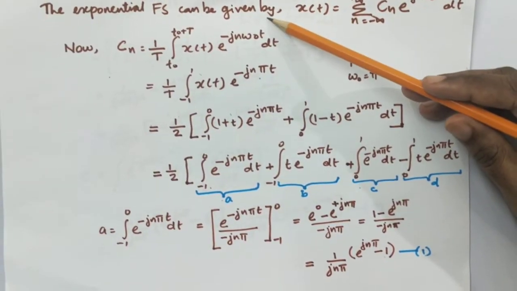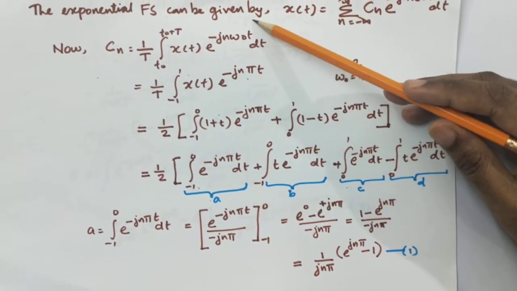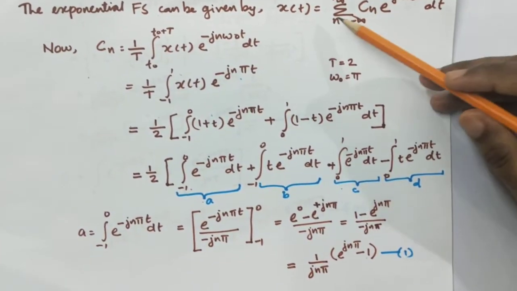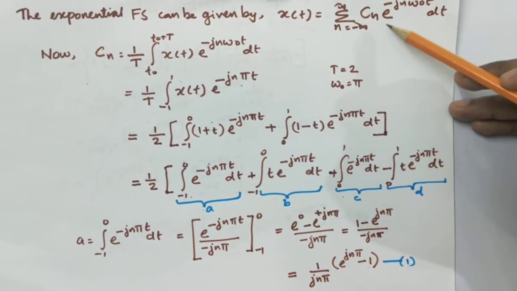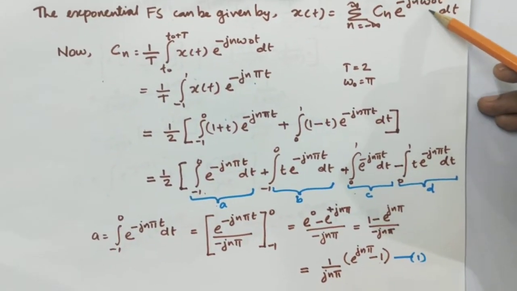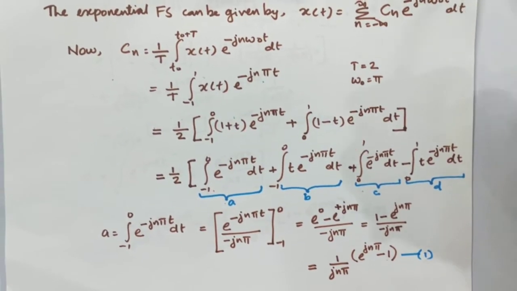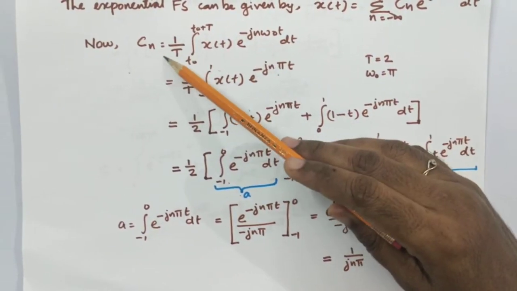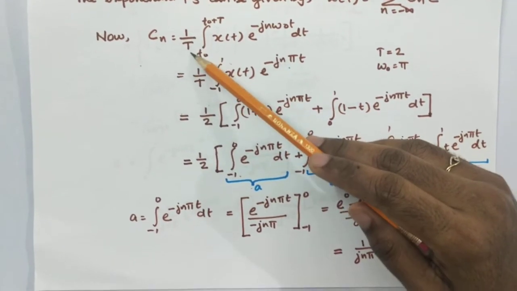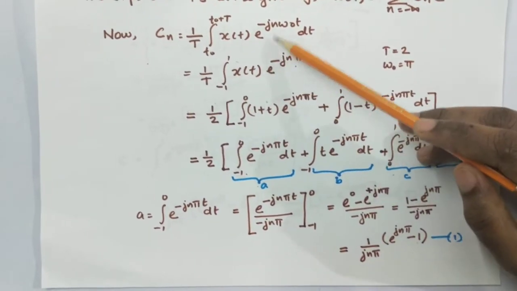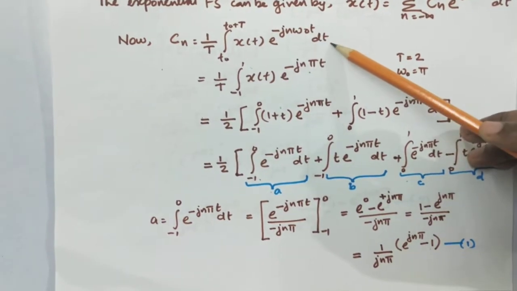Now our aim is to find the exponential Fourier series. And we have the equation x of t equal to sigma n equal to minus infinity to infinity Cn e raised to jn omega 0 t. And we have to find the coefficient Cn. So Cn equal to 1 by T integral x of t e raised to minus jn omega 0 t dt.